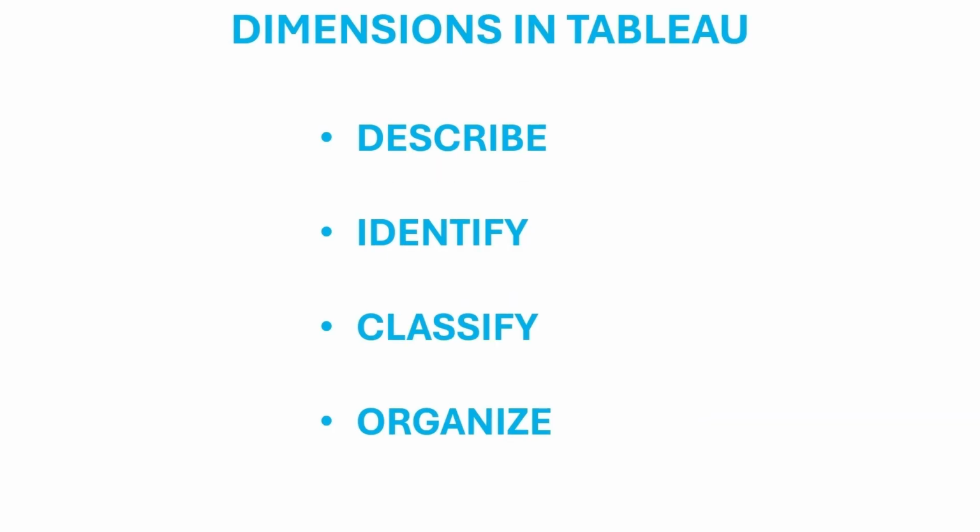So, what exactly is a dimension? Dimensions generally contain descriptive or categorical information. They help us describe, identify, classify, or organize the data we are working with.